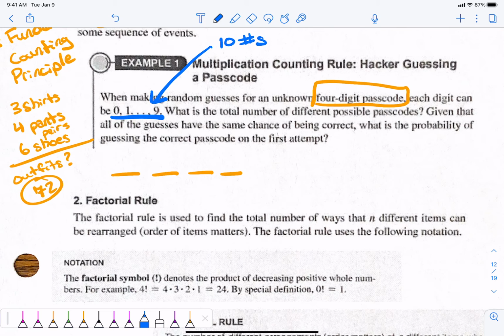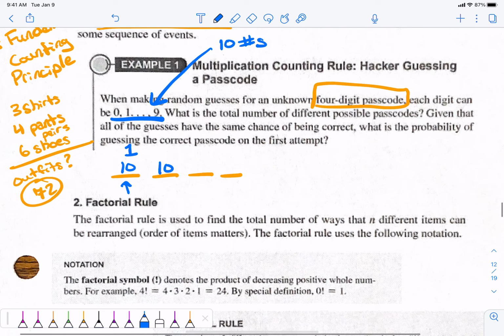Okay, they don't say that we can't repeat, so we're assuming that we can repeat numbers, right? So how many numbers could be in this spot? 10. What's our number going to be? Pick a number. 1. Okay, this number is a 1. How many numbers could be in the second spot? 10. What's the number? 4. Okay, how many numbers could be in the third spot? 10. Pick the number. 6. Next one. 10 could be in the last spot, and then we have 9. 1, 4, 6, 9. That is a code, right?